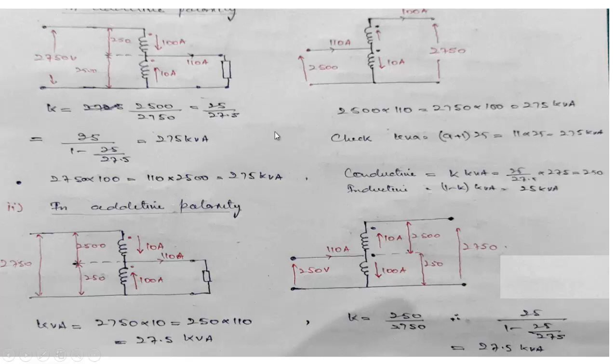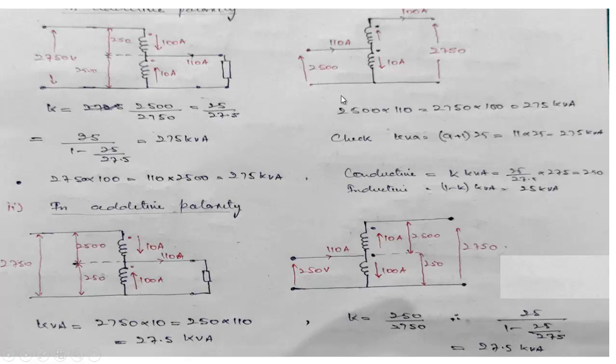Now this can also be calculated by using the current and voltage relationship. For input, the rated voltage is 2750, the input rated current is 100. So when you multiply it, 2750 into 100 will be equal to, at the output side, the rated current will be 110 ampere and the rated voltage is 2500. So when you multiply this, it comes out to be 275 kVA. So in both the cases, it will be the same.